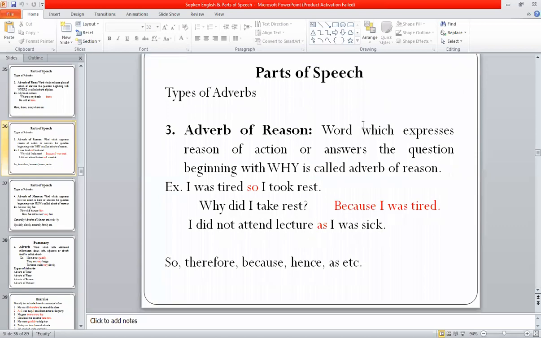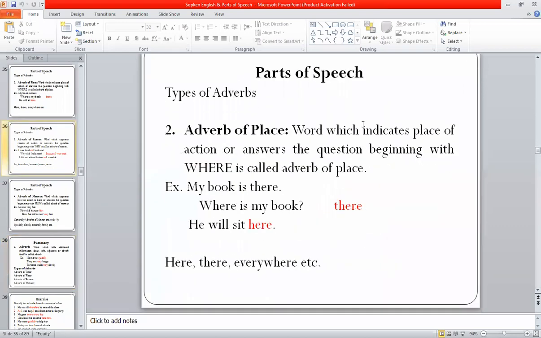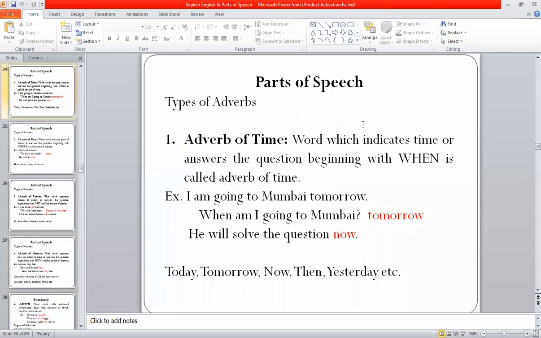Okay. So, examples of adverbs. Adverbs of time are today, tomorrow, now, then, yesterday. So these are the adverbs of time, adverbs showing time.